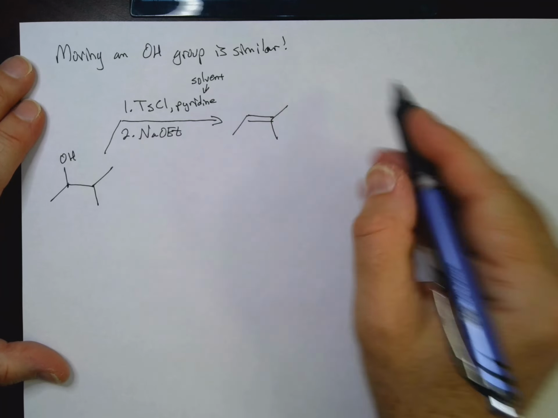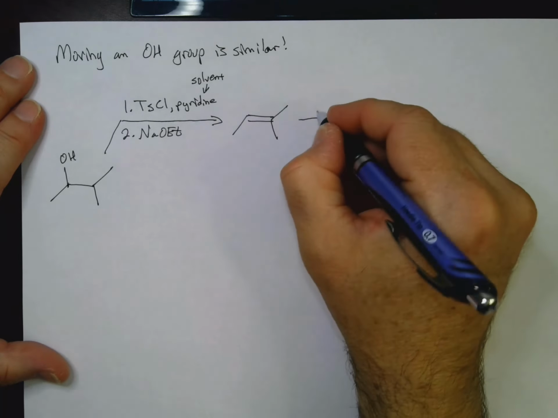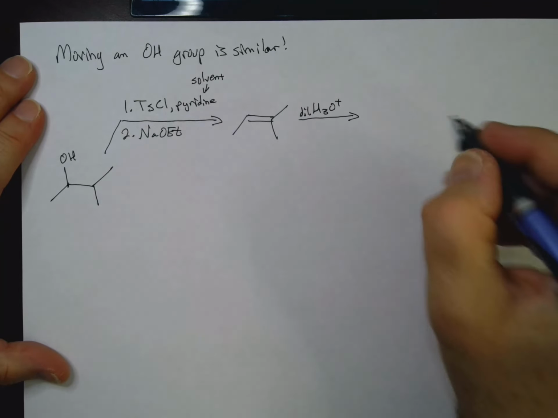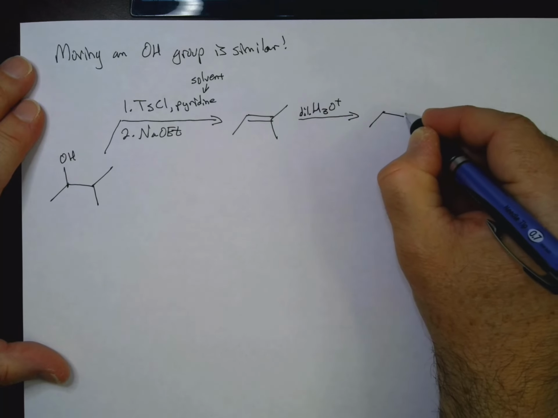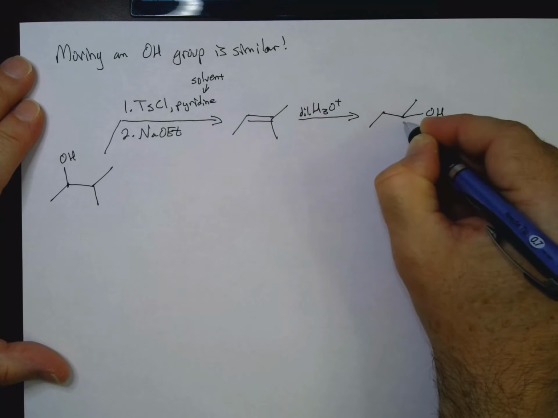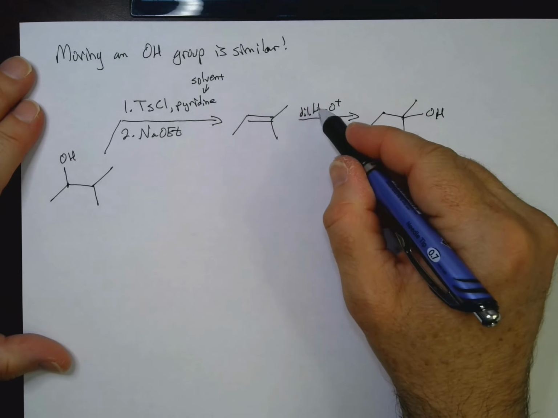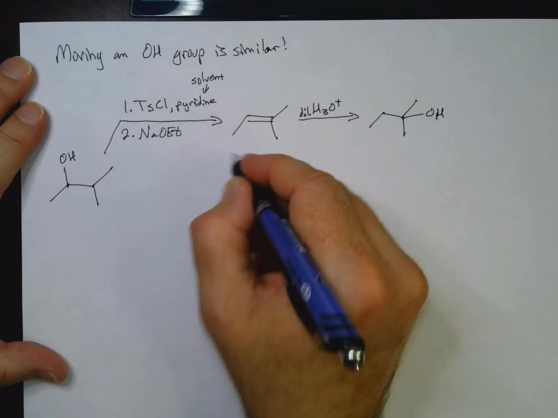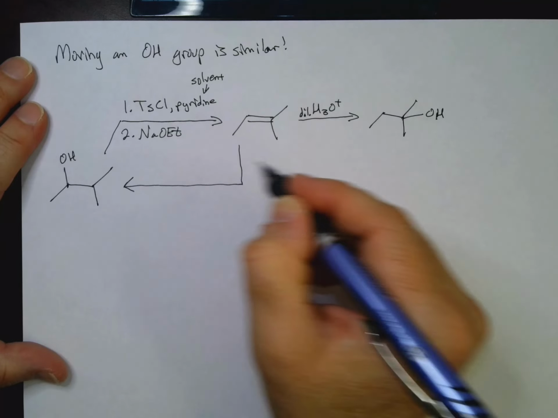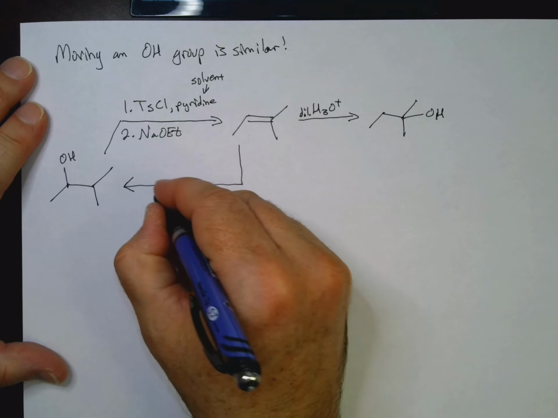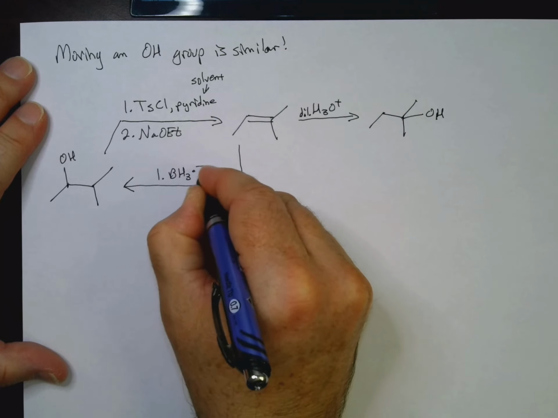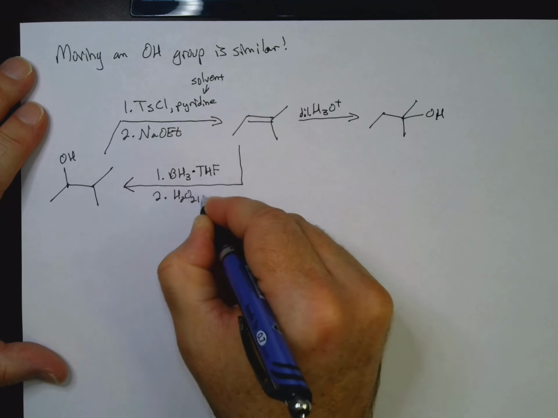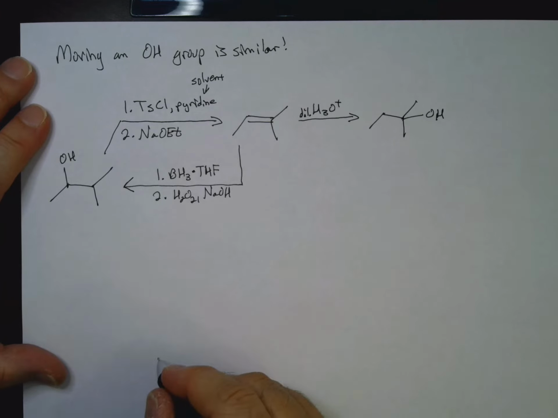product. And then if I just use dilute H3O+, I'd end up getting my OH there. Or I could do oxymercuration-demercuration. That could work as well. If I wanted to go back this way, well, I need to do an anti-Markovnikov, so that is BH3·THF followed by H2O2 and NaOH, or OH minus.